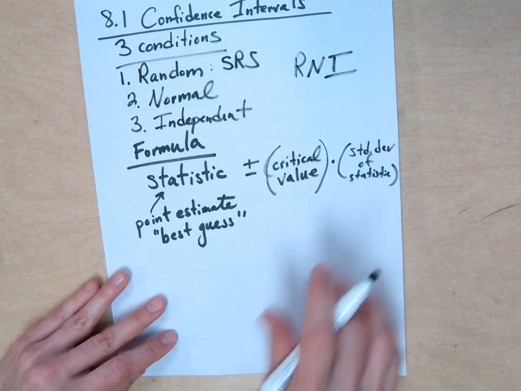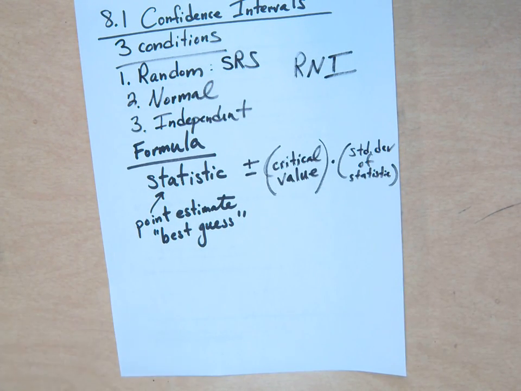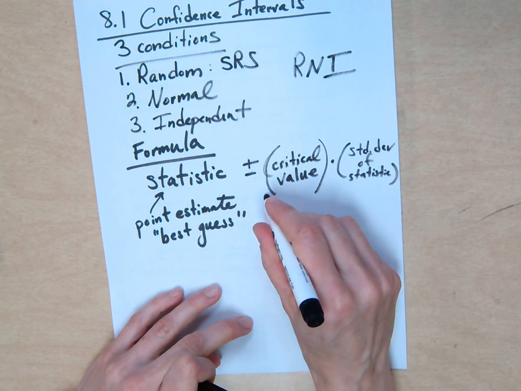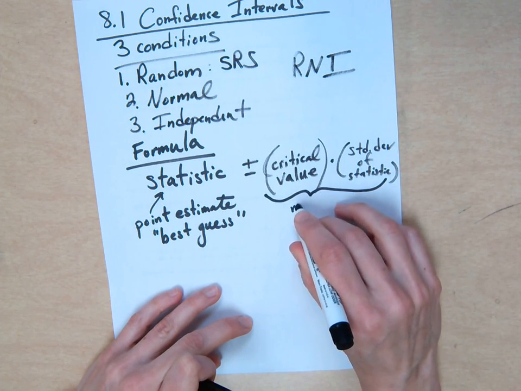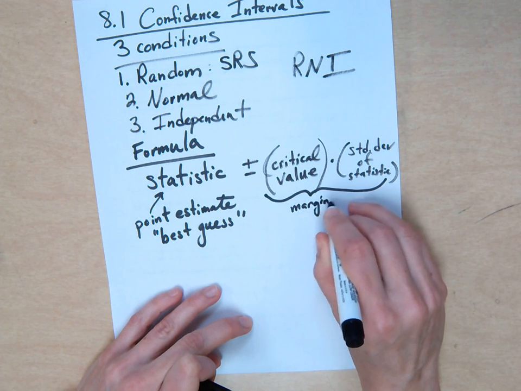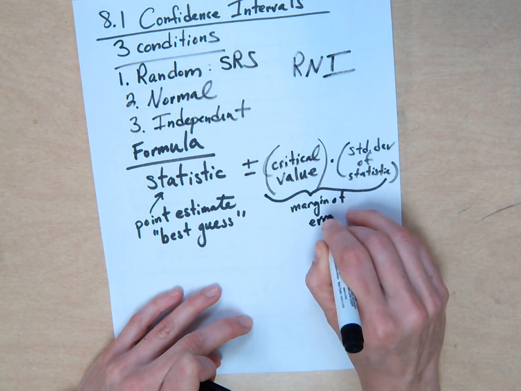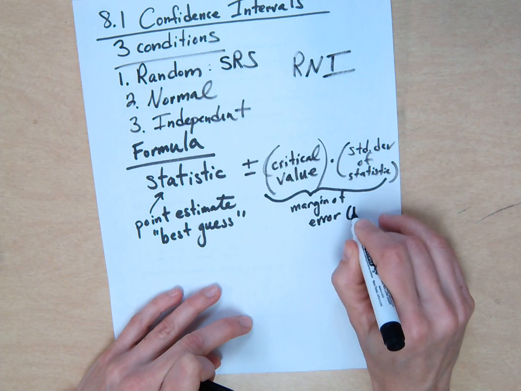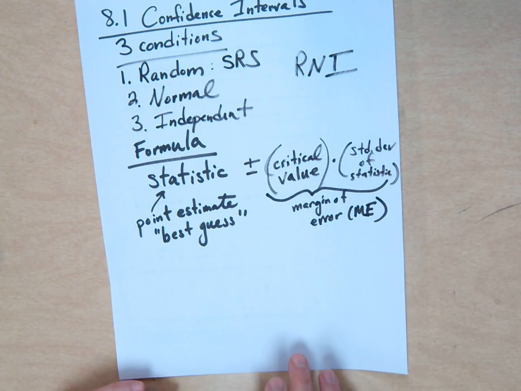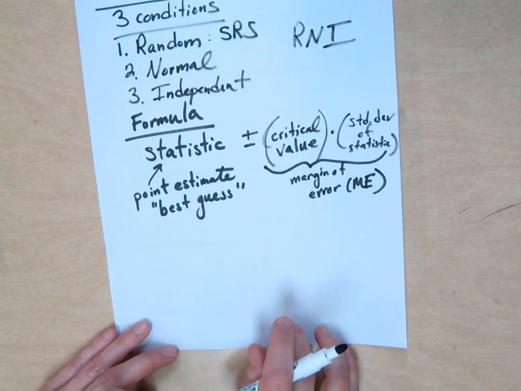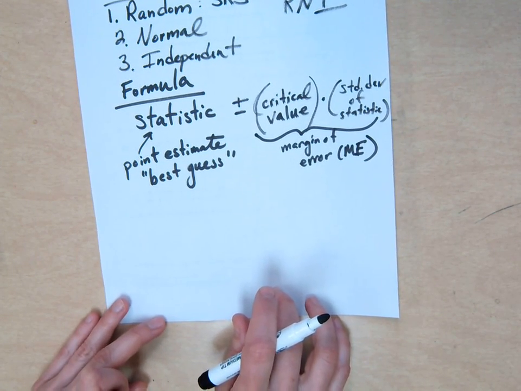And this part right here is known as, if you're asked for the margin of error, it's this part. What's that number plus or minus? That's called margin of error. And in the future notes, I'll abbreviate ME for margin of error. And then the last thing is how do we interpret?